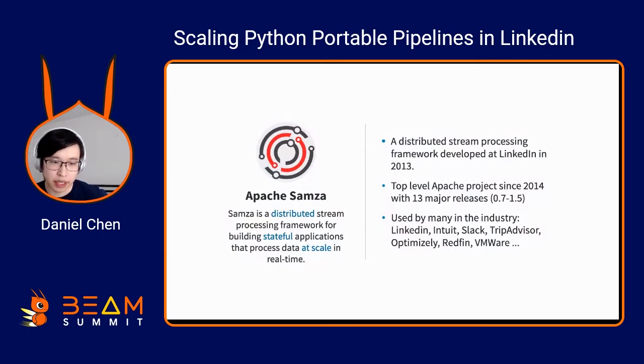First, Samza is a distributed stream processing framework. It is built to handle stateful applications and process data at scale. This framework was developed at LinkedIn in 2013, and it has been a top-level Apache project with 13 major releases, the last one being earlier this month in August. It's been used by many companies in the industry, primarily LinkedIn, and a slew of other companies as well that form a nice open source community with us.